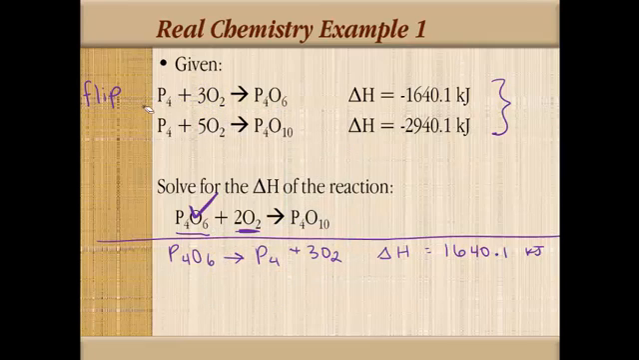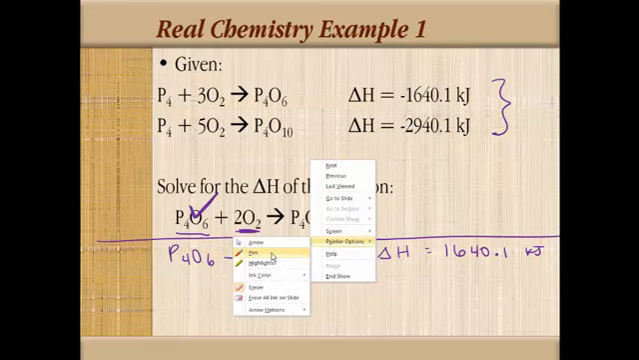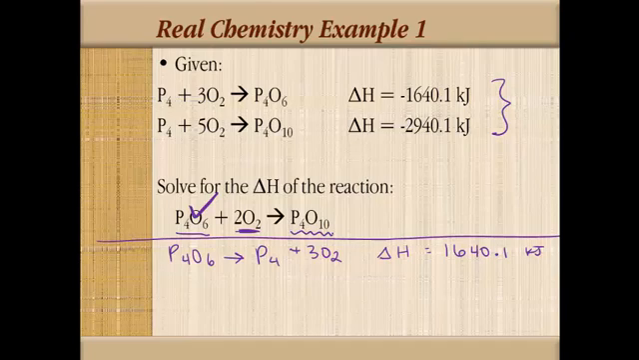Let me erase some of the junk I have up here. Alright, we go back to our big picture and we see that we want P4O10 on the product side. So the only place it shows up is in reaction 2, and it's on the right side of the arrow, and it has the right coefficient 1.